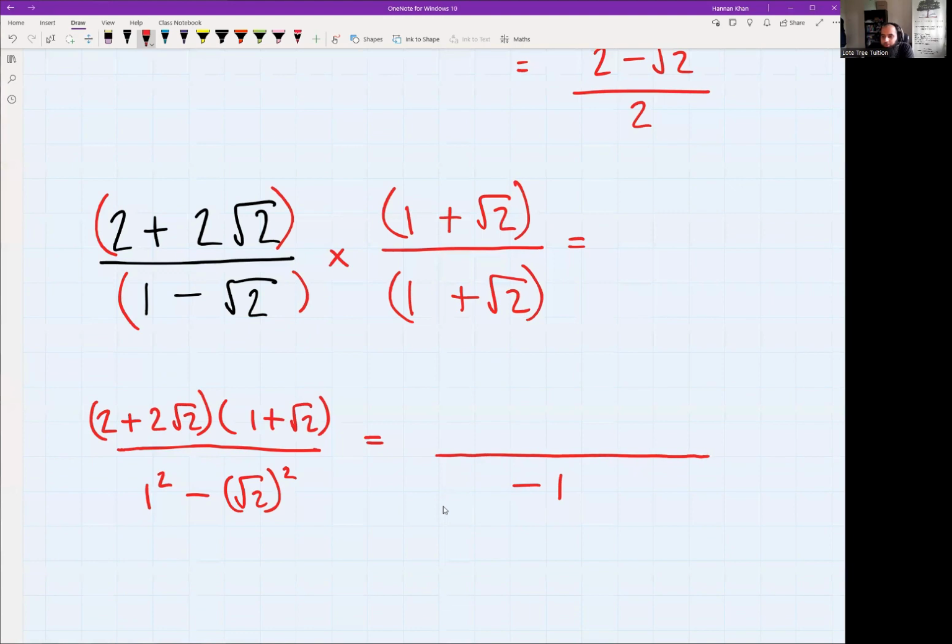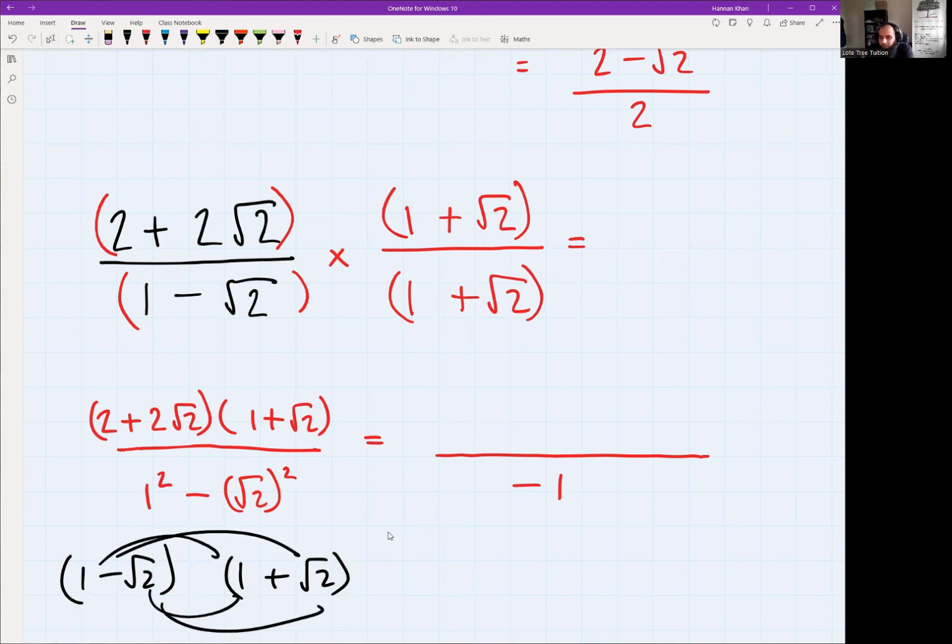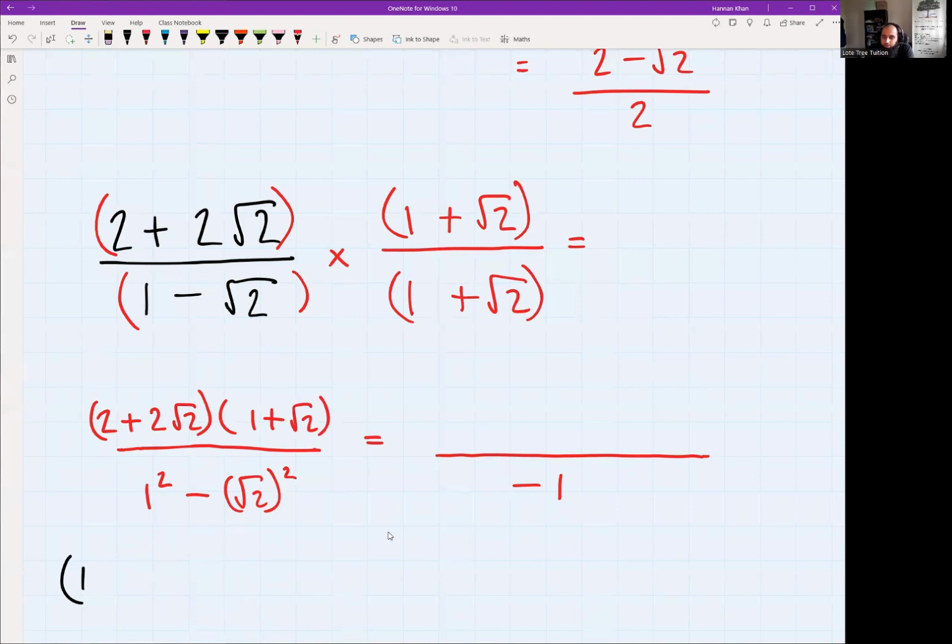If you are one of those people who doesn't like doing shortcuts, on the bottom you could instead write 1 plus root 2 and 1 minus root 2. Oh, I did it the wrong way around. You could write it like that, and then you can FOIL it out if you really want. But if you know what the difference of 2 squares is, you should be comfortable enough to use that method. But if you want to do it that way, that is for sure a way you can do it.